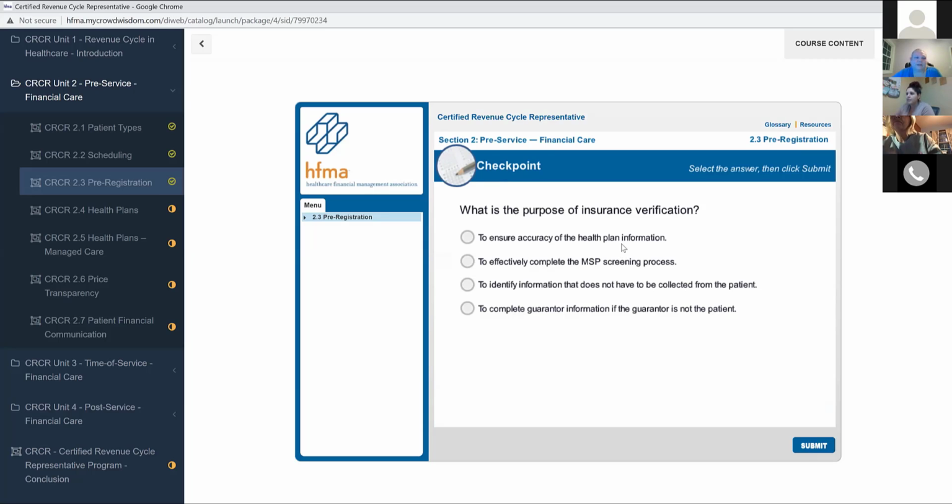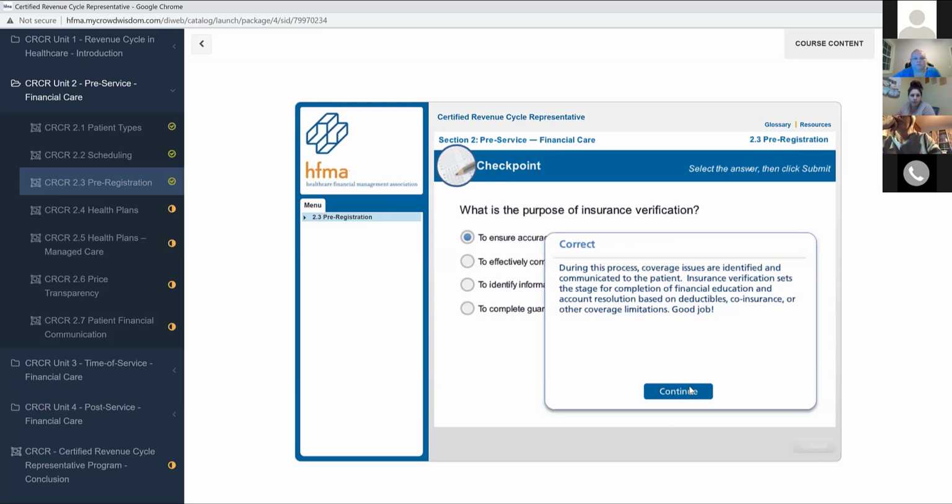So it's to ensure the accuracy of the health plan information. Insurance verification, you're trying to verify the insurance coverage. And then your key points to remember are next.